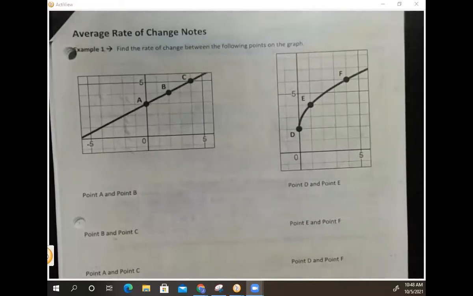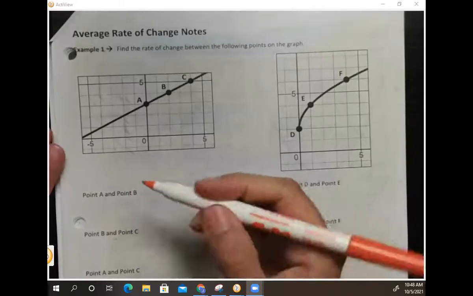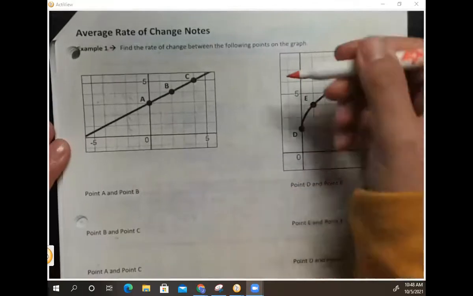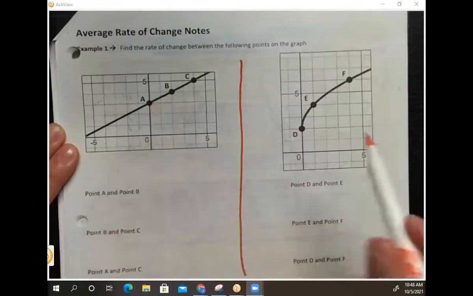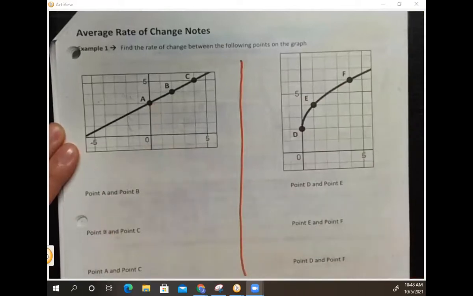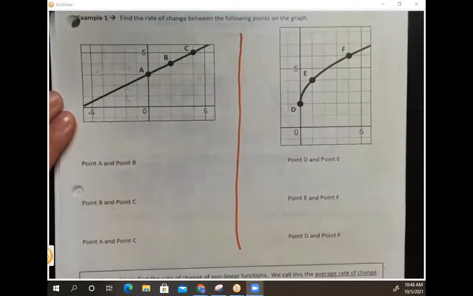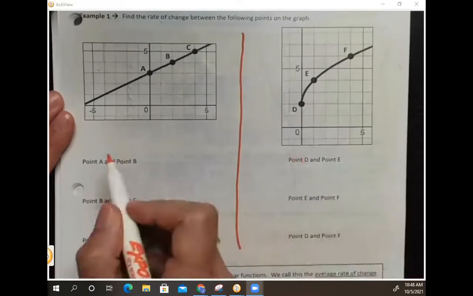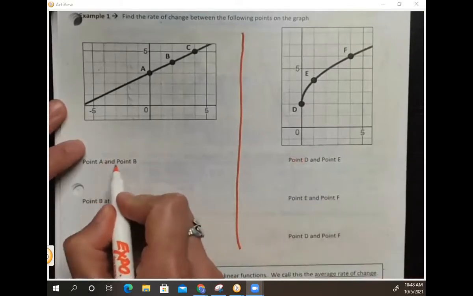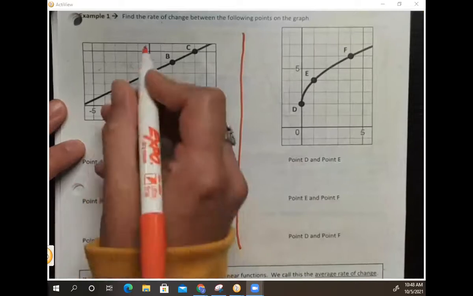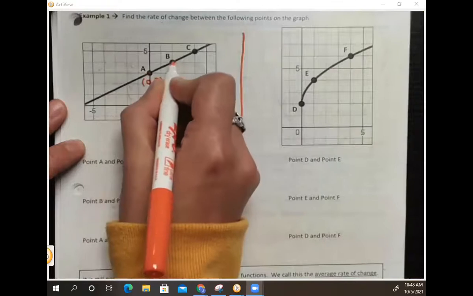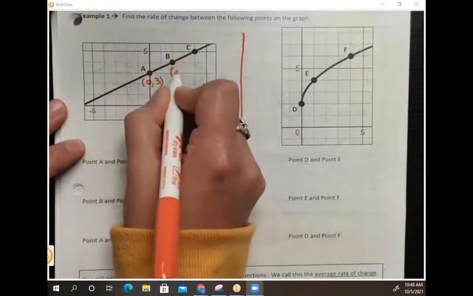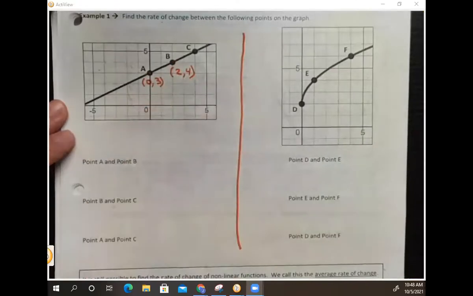So on page 97, we're going to start by finding the slope between some different points. These points are all on this graph. I just want to make sure that we're looking at the right graph as we're finding our points. And so let's start by finding the slope between point A and point B. Okay, here's point A, its coordinates are 0, 3. Here's point B, its coordinates are 2, 4. And we're going to find the slope between those 2 points.